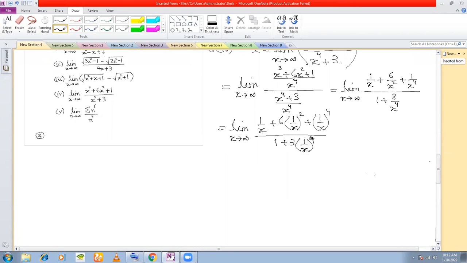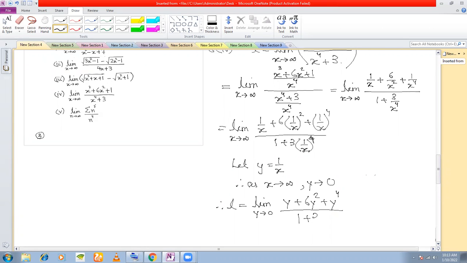So now we have got everything in terms of 1 by x. So what am I going to do? I'm going to put y is equal to 1 by x. Therefore, as x tends to infinity, y tends to 0. So therefore, what does this limit become? If I write everything in terms of y, x tends to infinity means y tends to 0, and you have y plus 6y square plus y to the power of 4 divided by 1 plus 3y to the power of 4. Right?